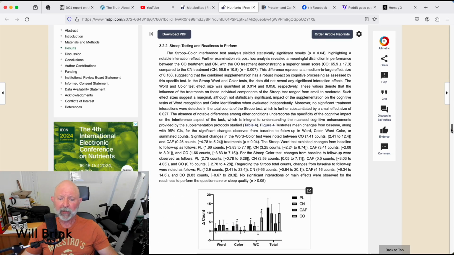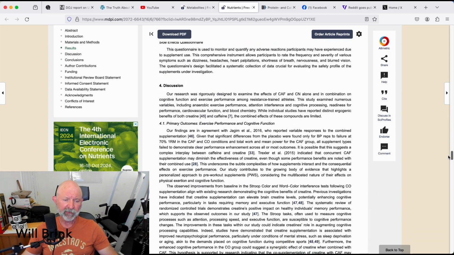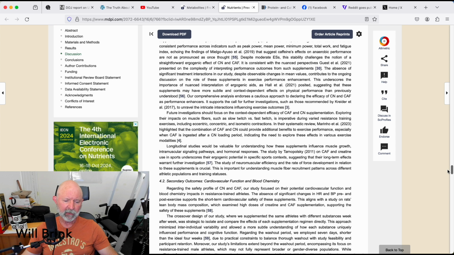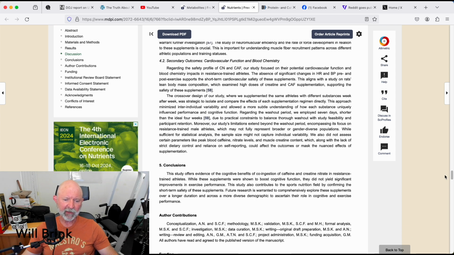Let's see. Let's go down. Discussion. You can read that. Conclusion: This study offers evidence of cognitive benefits of co-ingestion of caffeine and creatine nitrate in resistance-trained athletes. While the supplements were shown to boost cognitive function, they did not yield significant improvements in exercise performance. This study also contributes to the sports nutrition field by confirming the short-term safety of these supplements. I should actually mention that.